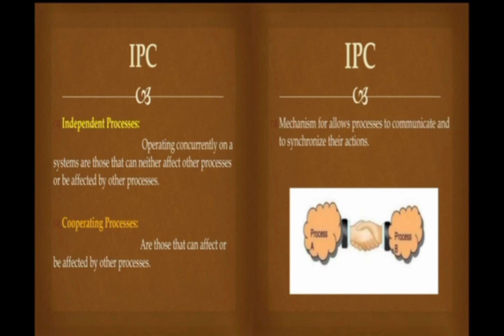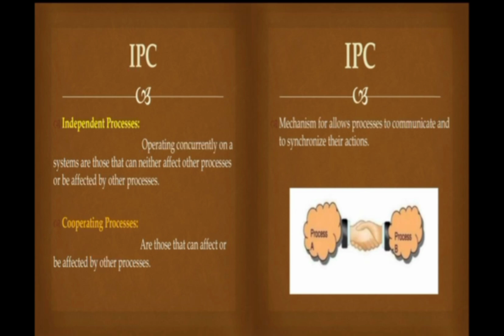First of all, let's see the two types of processes that exist in an operating system. The first type is called independent processes. These are the processes that run completely on their own. They don't affect any other process and they are also not affected by any other process. You can think of them like two people working in separate rooms and having no communication at all.